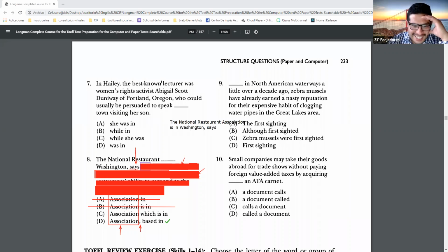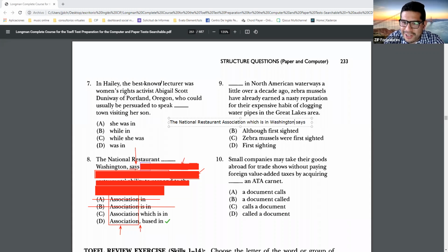Which is in Washington. Okay, it's a connector, an adjective connector subject. It could be. Yes, it could be. Let's see. So the National Restaurant Association, which is in Washington, says. All right, yes, this one could be correct.